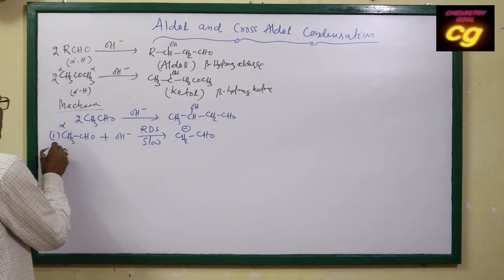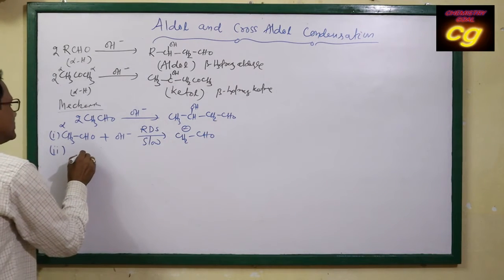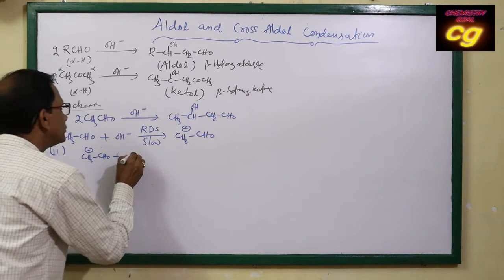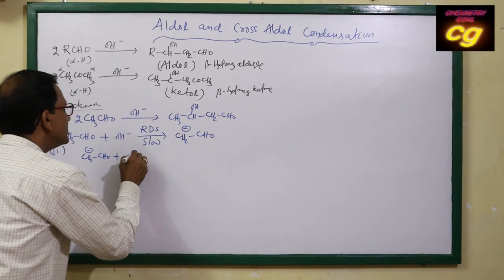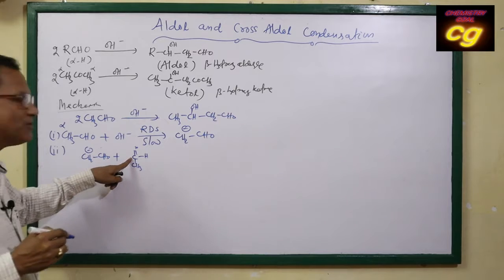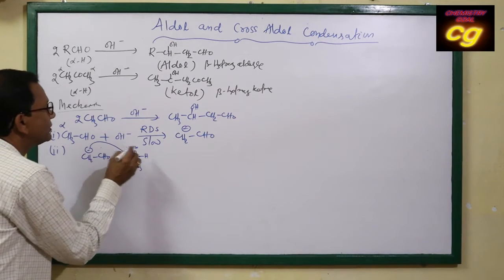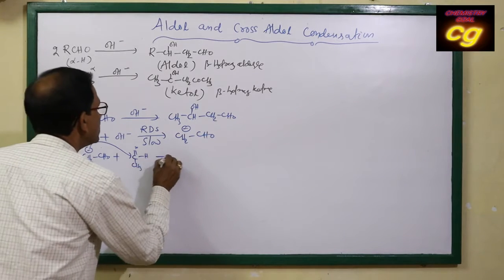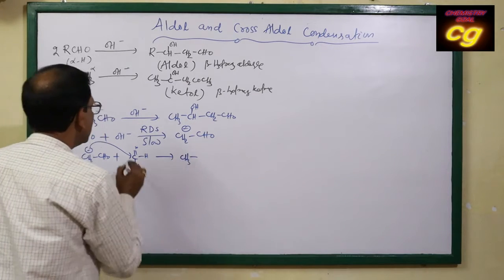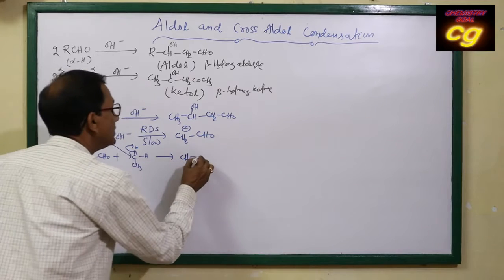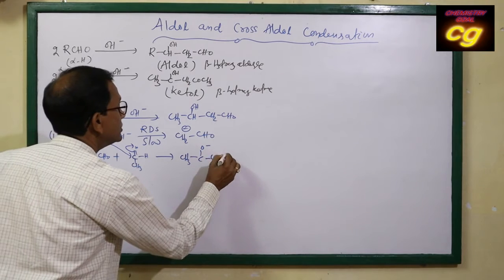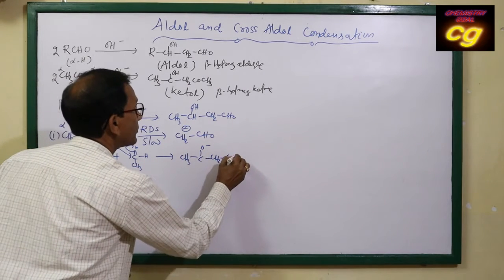In the second step, this CH2 minus CHO attacks another compound, CH3, C double bond O, H. As it has a carbonyl group, a partially positive charge is there, that's why it attacks this position and forms the product. When it attacks, it becomes O minus, CH3 CO minus CH2 CHO. This is the product.